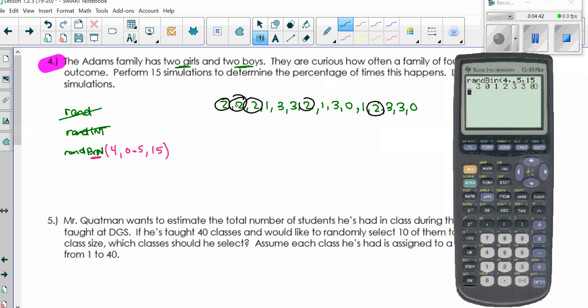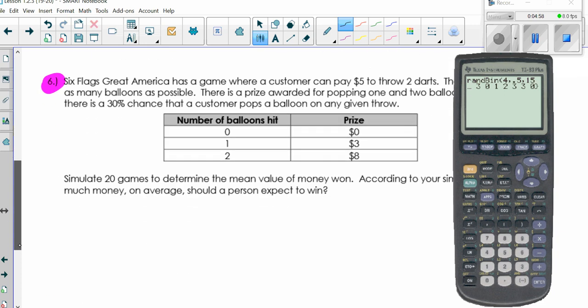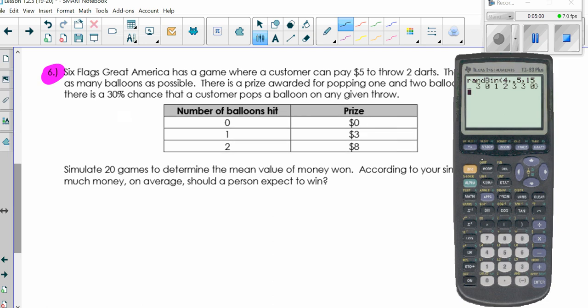And in this case, there's 1, 2, 3, 4, 5 out of 15, which means that there's a 33.3% chance that a family of 4 would have exactly 2 girls, 2 boys. Okay. Number 6 was very similar to the last problem that we had covered.